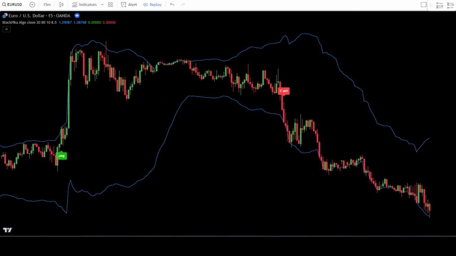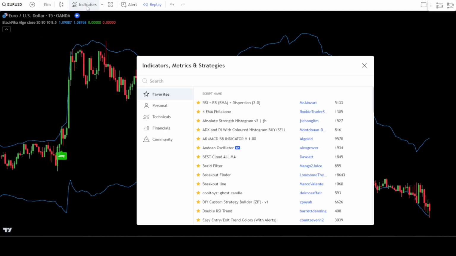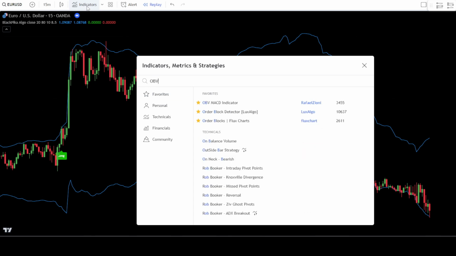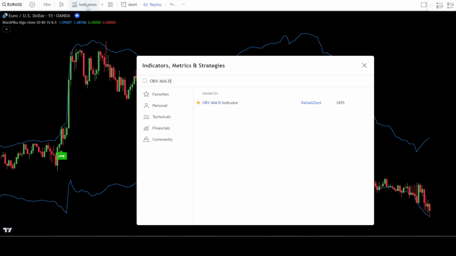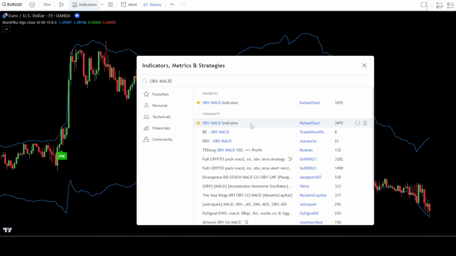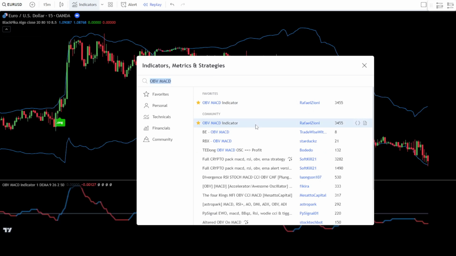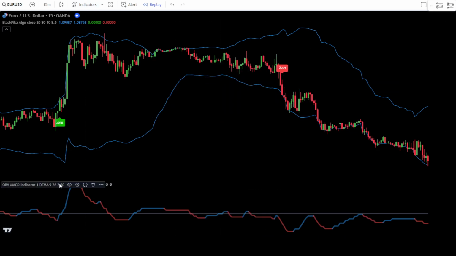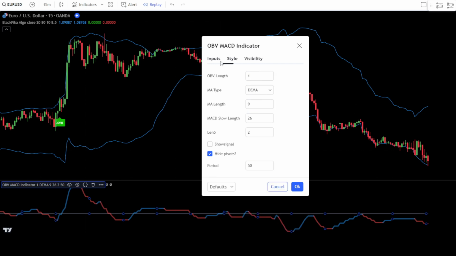Now add the second indicator that will be used to filter signals in the market. Go to the Search Indicator tab and then type in OBV MACD indicator. Then select OBV MACD indicator by RafaelZioni. Next, configure the OBV MACD indicator.